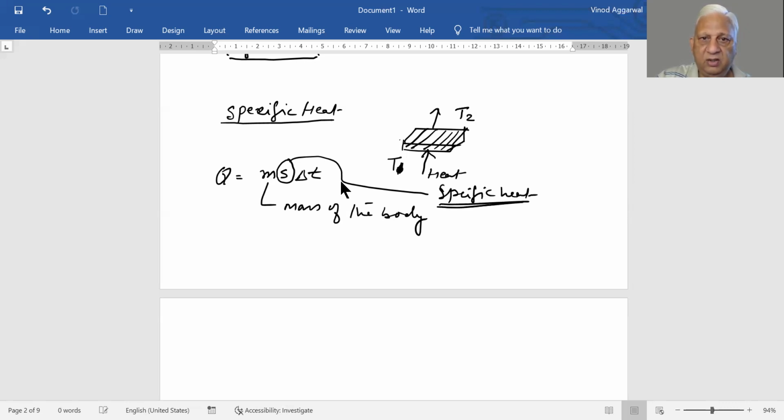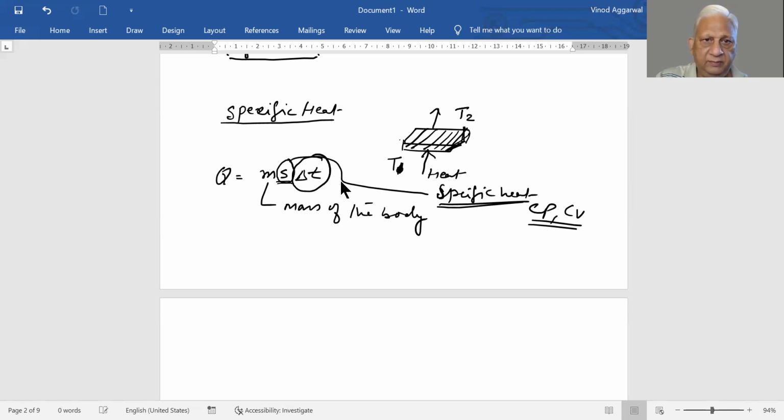Now, as we have seen in gas laws, the specific heat needs to be defined, whether it is CP or CV. But in this case, there is no such issue because we are not dealing with gas. We are dealing with materials, solid materials.